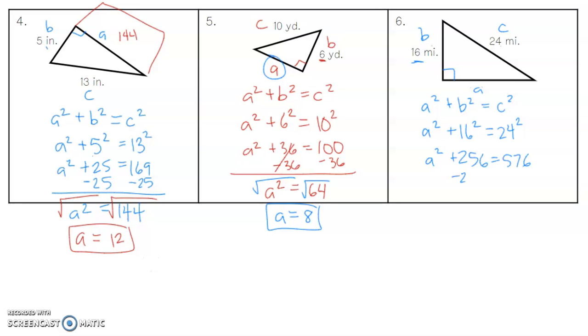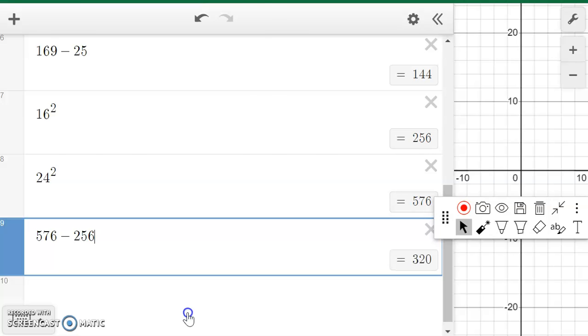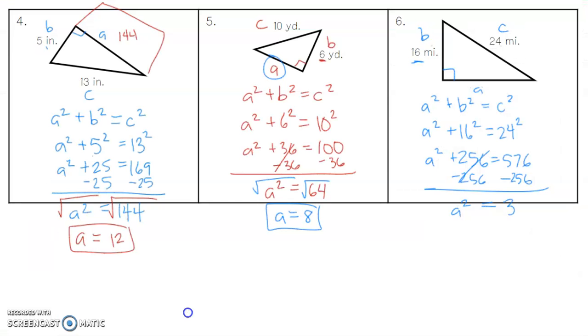576. I want to subtract, get a squared alone. So practicing equation solving, right? All right, so 576 minus 256 is 320. And then we use the square root to find out the actual side length, because a squared is the area. We want the side length.